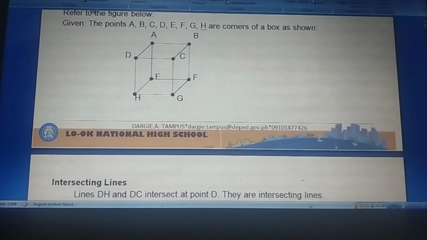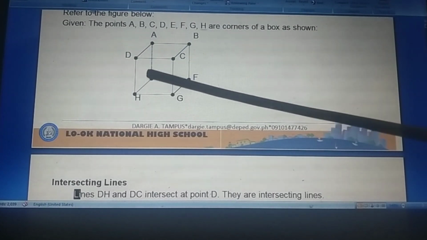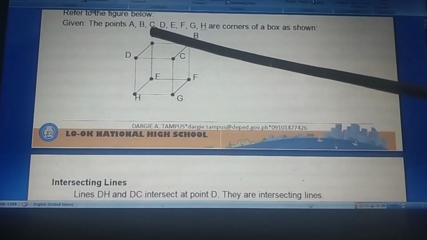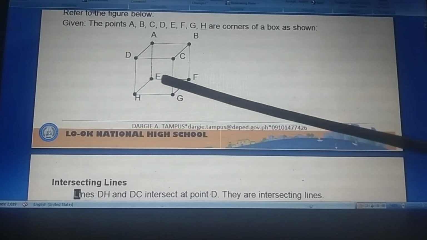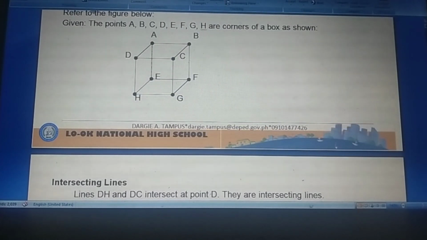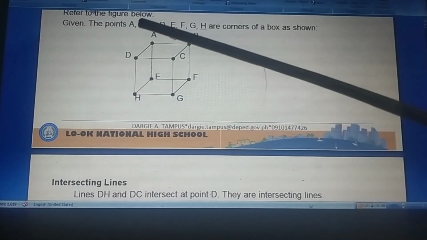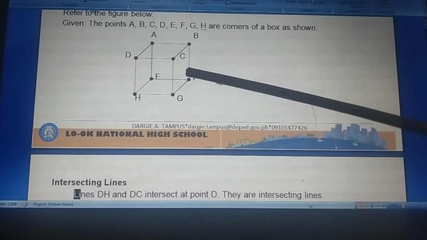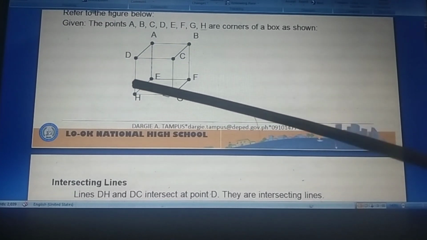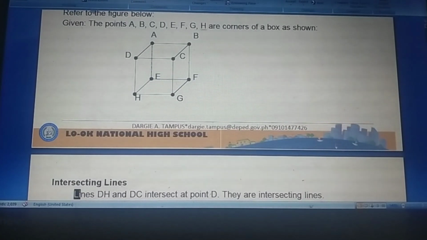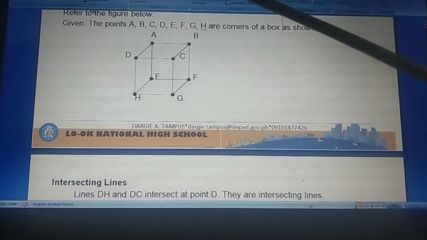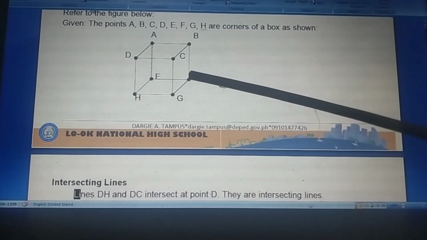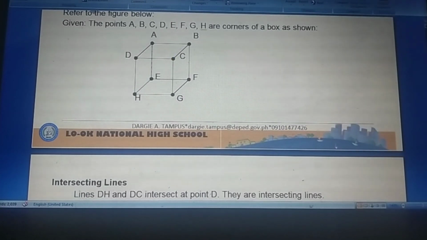Next, concurrent lines. Lines AD, AE, AB are concurrent at point A. Lines GH, GC, and GF are concurrent at point G. Next, skew lines. Lines DH and EF are neither parallel nor intersecting. These two lines do not lie on the same plane. Another example, lines AE and FG. They do not lie on the same plane, neither parallel nor intersecting.